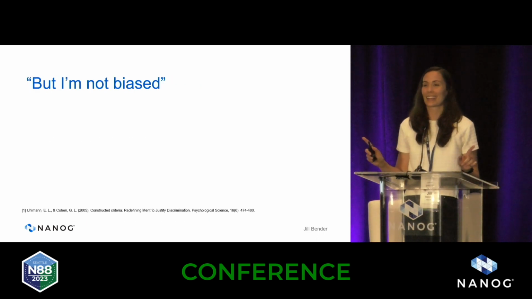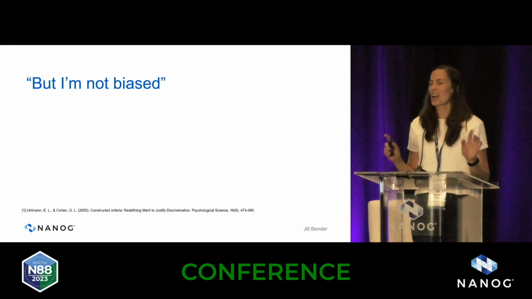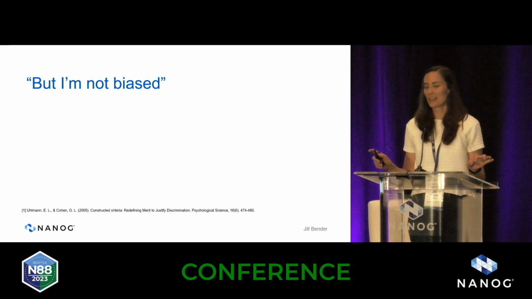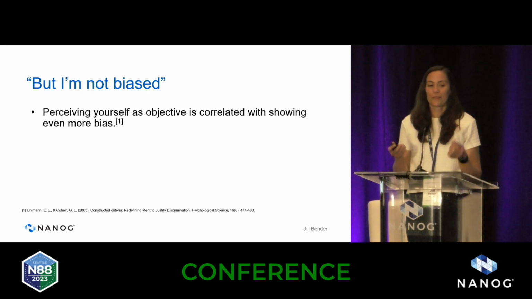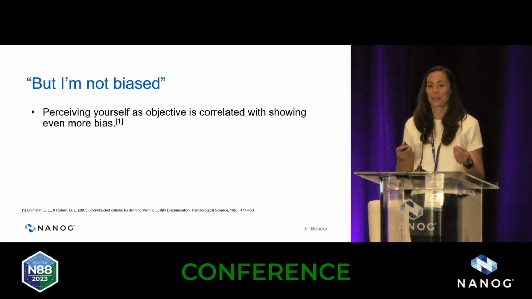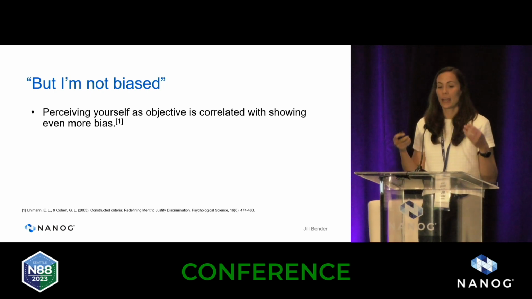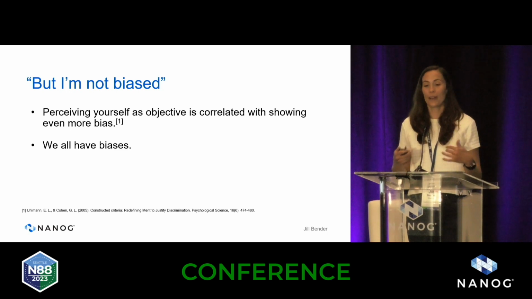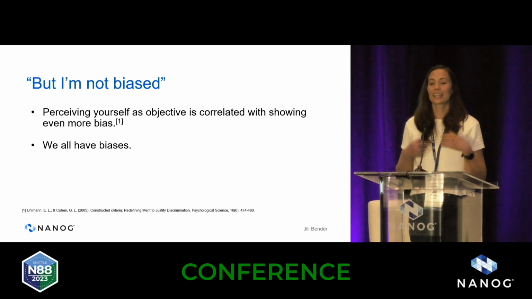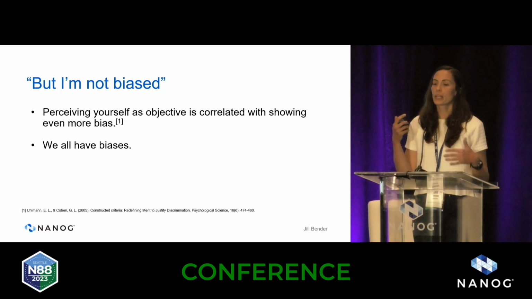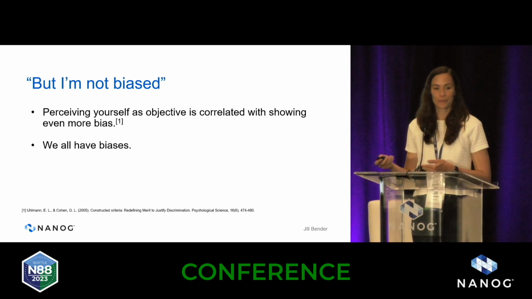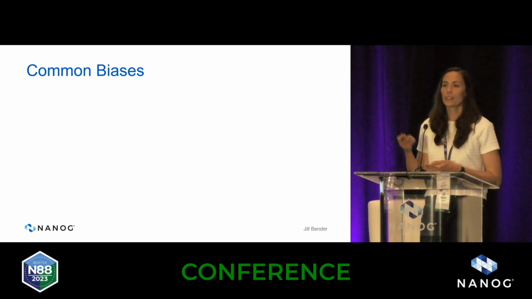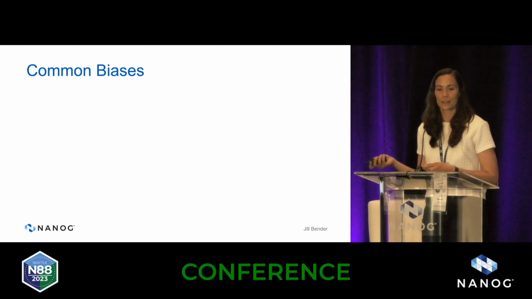You might be thinking, I've had a lot of training, I know about this stuff, I would never be biased. Perceiving yourself as objective can actually correlate with having more bias. So I'm here to tell you that we all have biases. And the more that we acknowledge they exist, the more we can learn to block our common biases to make better decisions. So let's go through what a few of these common biases are.